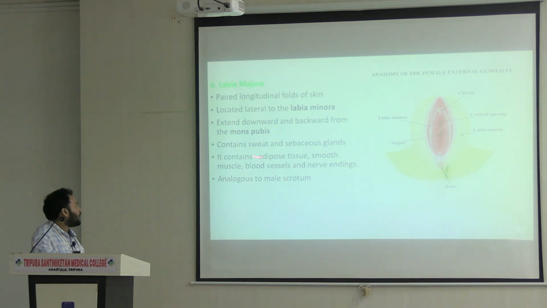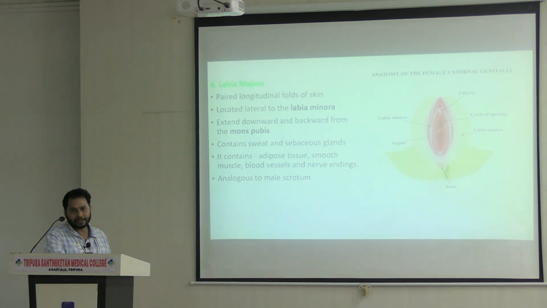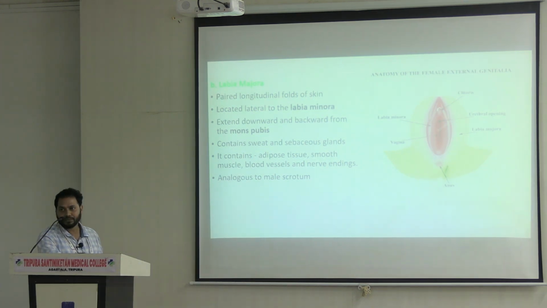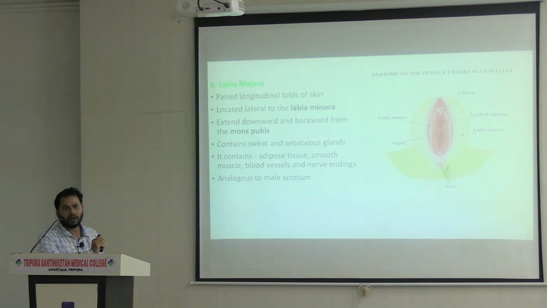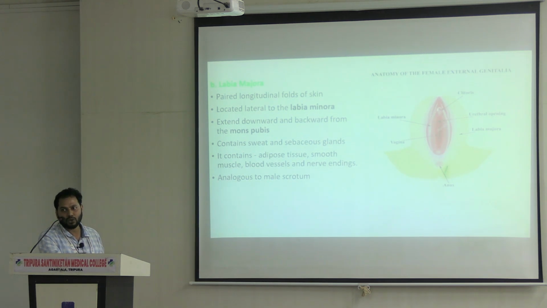It also contains some sweat glands and some sebaceous glands. The presence of these sweat glands and sebaceous glands helps to reduce the dryness of that particular structure. It contains some adipose tissue, smooth muscles and blood vessels along with some nerve endings. And if you compare these structures with the male external genitalia, it is very much similar to the male scrotum. So this is just a brief structural overview about the Labia Majora.